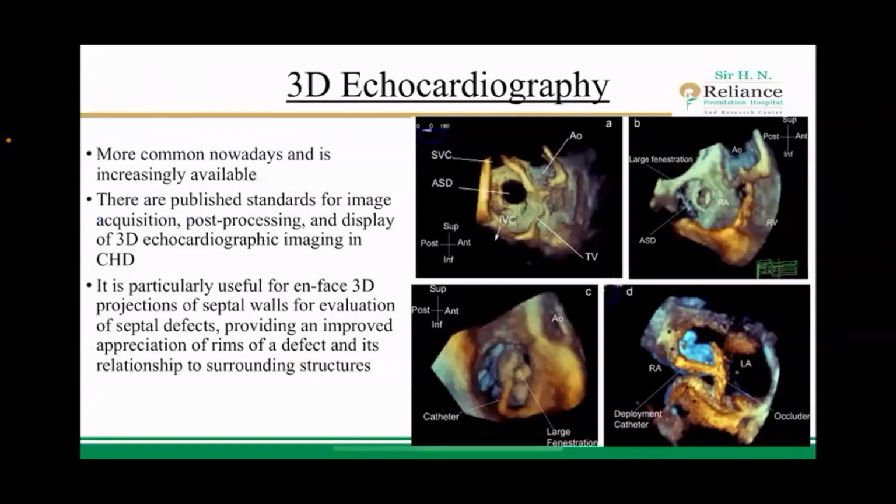Nowadays, we are also using 3D echo more commonly, and it is increasingly available. It is a better imaging modality. You can mark the rims of the defect better in this. There are published standards for image acquisition, post-processing, and display of 3D echo imaging in congenital heart disease, particularly useful for projection of septal walls, for evaluation of the septal defect, providing an improved appreciation of the rims of the defect and its relationship to the surrounding structures.